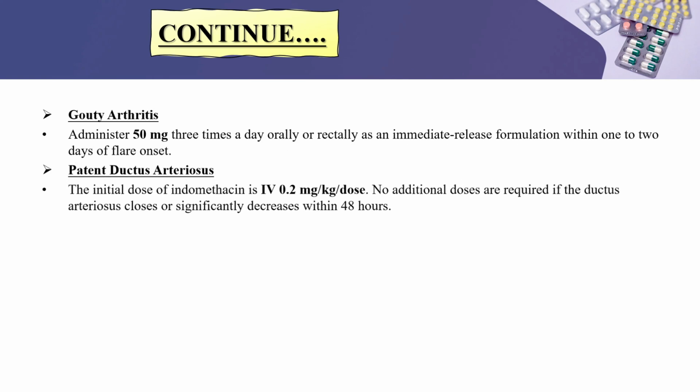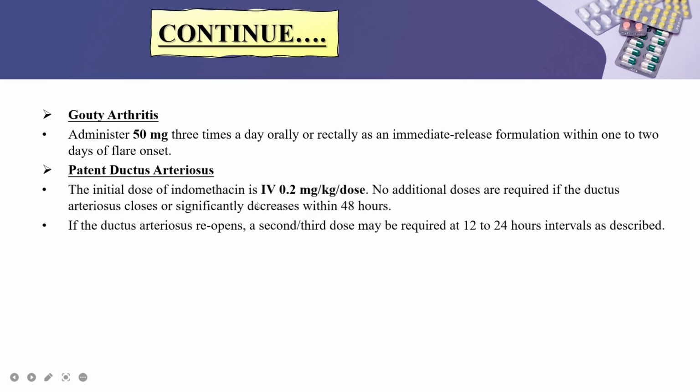Dose for patent ductus arteriosus is the initial dose of indomethacin intravenously 0.2 milligram per kg per dose. No additional dose is required if the ductus arteriosus closes or significantly decreases within 48 hours. If it reopens, a second or third dose may be required at 12 to 24 hours interval.